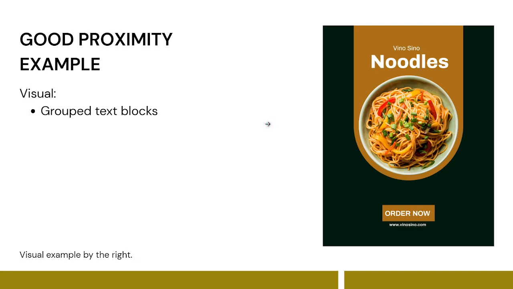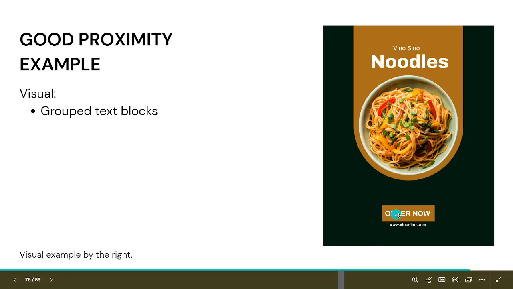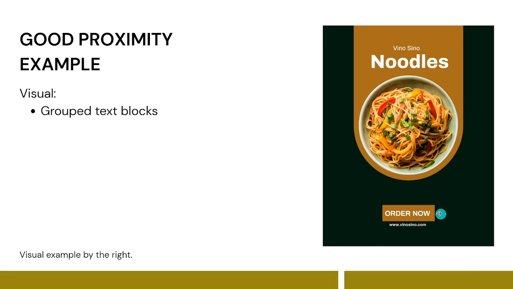So now, this is an example of good proximity being used in a piece of design. I put it here, grouped text blocks. You can see here that this Vino Sino noodles, everything is being placed together because it's being grouped together because it's in the same category. Like it's the name of the brand, and they are telling us that they sell noodles. And below it, we have order now, and the website of the company is being placed close to the order now.